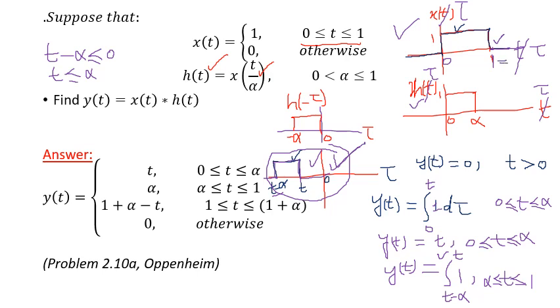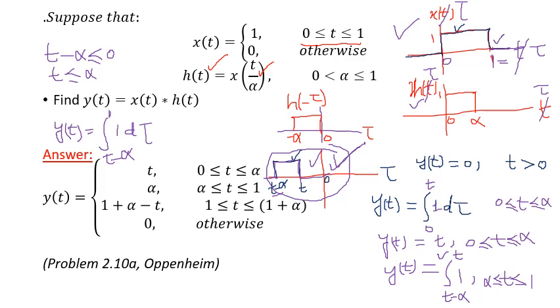So we can write that y of t equals, because the product of the two will result in 1, we take the limit of integration. The lower limit will be t minus alpha, whereas you can easily observe that the upper limit for this case will be 1, so we write 1 here, and d tau.